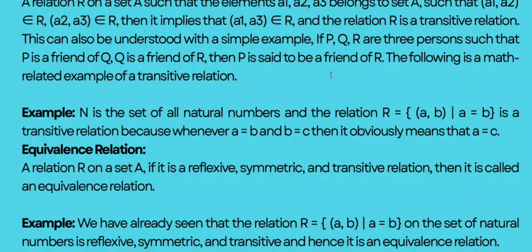So we can take one example. If P, Q, R are three persons such that P is a friend of Q and Q is a friend of R, then I can tell that P is also a friend of R, right? Yes or no? Yes. So P is a friend of Q and Q is a friend of R. So indirectly it means that P and R are close friends. Can you follow? So this type of existence is called a transitive relation.